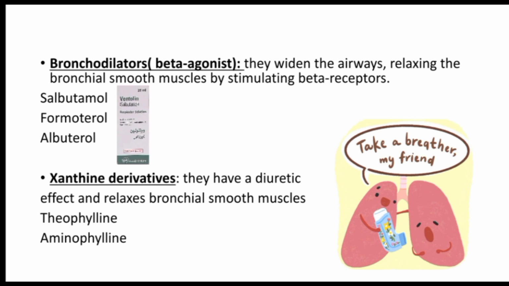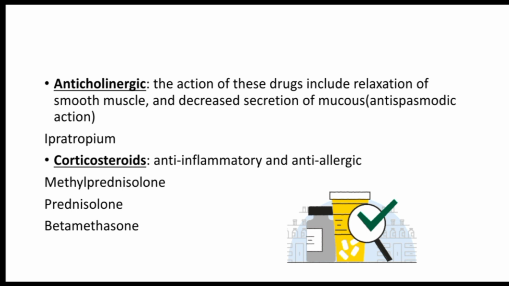The second medication we use are xanthine derivatives. They have a diuretic effect and relax bronchial smooth muscles. Theophylline and aminophylline are the common xanthine derivatives used. Anticholinergic drugs: the action of these drugs includes relaxation of the smooth muscle and decrease in the secretion of mucus. That is, they have antispasmodic action. Ipratropium is the commonly used anticholinergic.